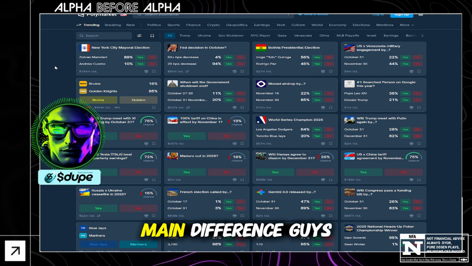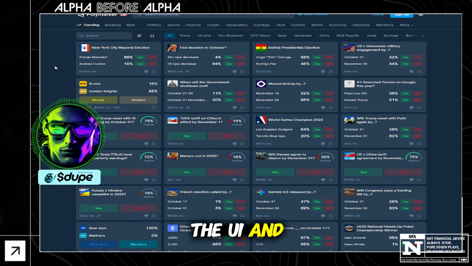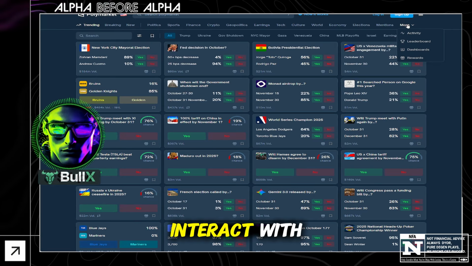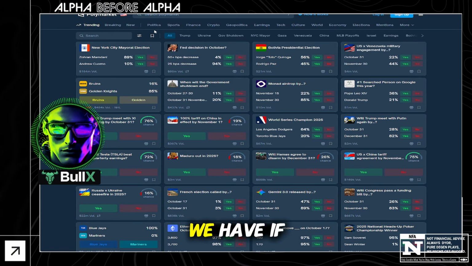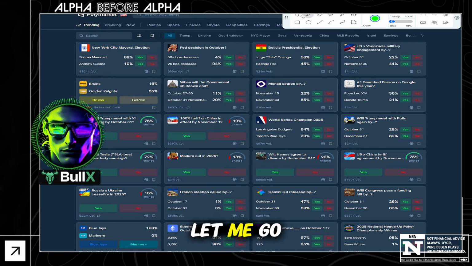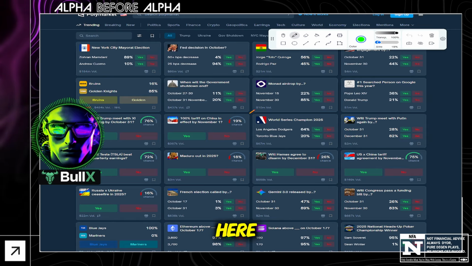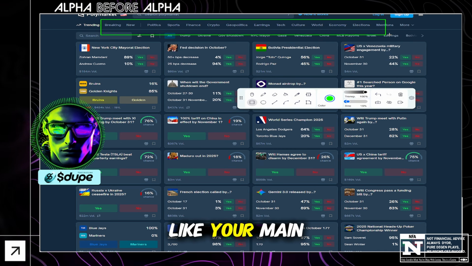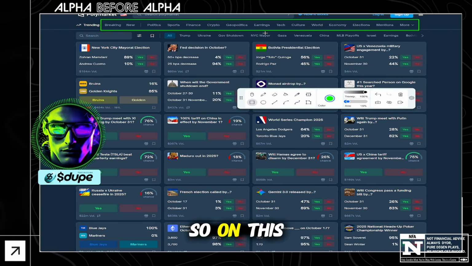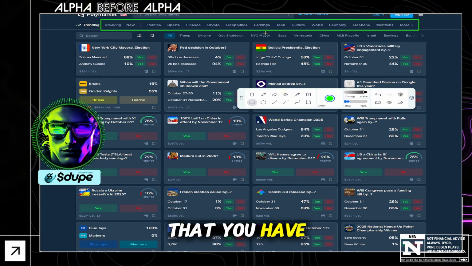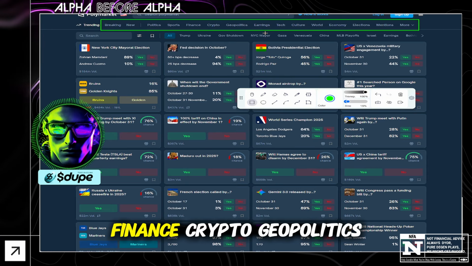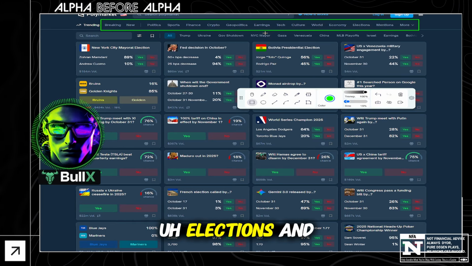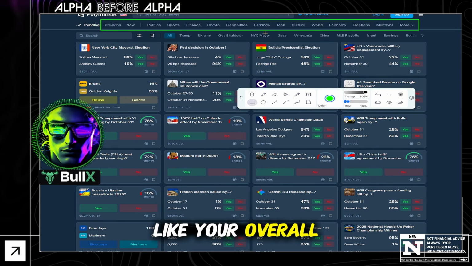The first main difference, of course, is the UI, and mostly the amount of different things you could actually interact with. If you notice up here, this is going to be kind of like your main trade platform. You're going to notice that you have different categories: politics, sports, finance, crypto, geopolitics, earnings, tech, culture, world, economics, elections, and mentions. That's kind of like your overall consensus.